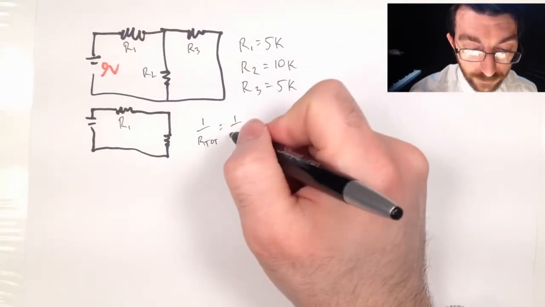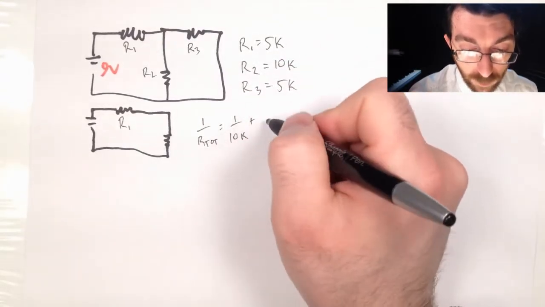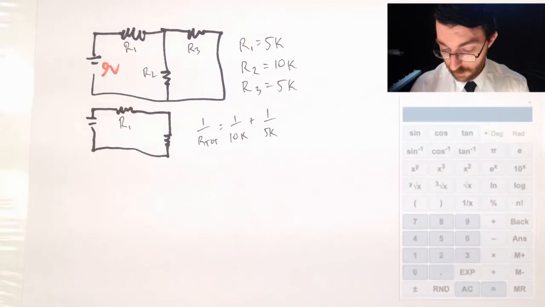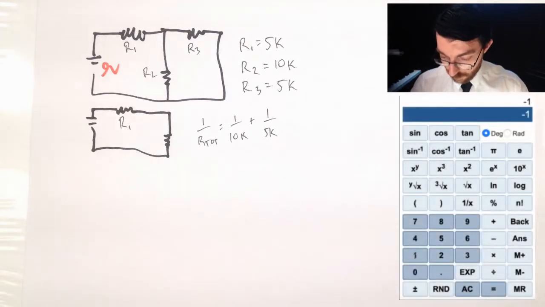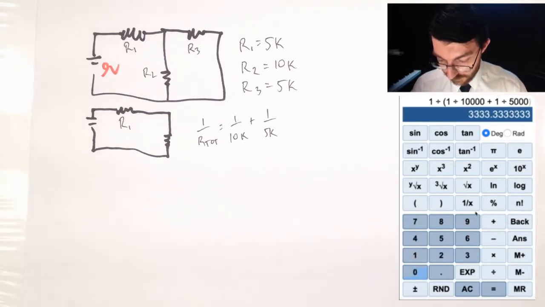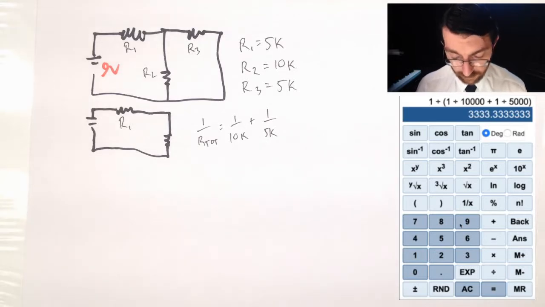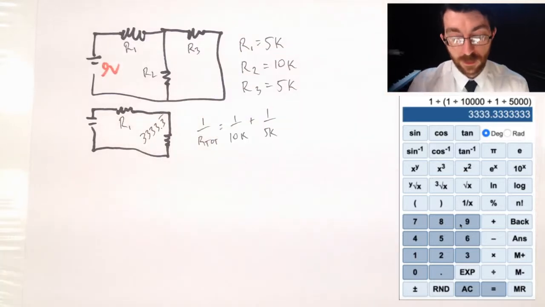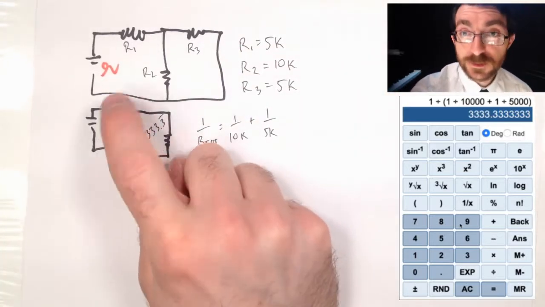1 over R2 plus 1 over R3. So let's go ahead and work that out. 1 over 10,000 plus 1 over 5,000, and it's 3,333.3 repeating. Okay, and then these two resistors.